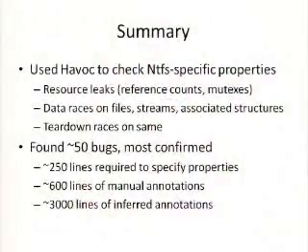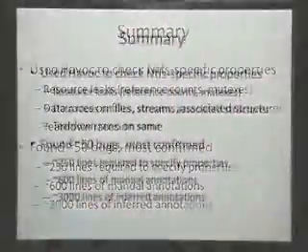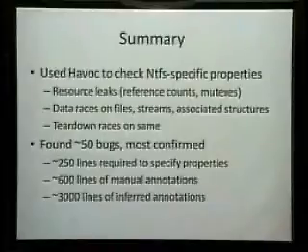So a general summary of what we did is that we used Havoc to check a number of properties within Ntfs, related to resource leaks primarily, and quite a few data races, as well as teardown races where one thread is trying to access an object, and one other thread is trying to delete it, which can be especially nasty. We found about 50 bugs, which have been mostly confirmed by the Ntfs developers. We're looking to have the Ntfs team pick up the tool, the annotations as well as the checker.